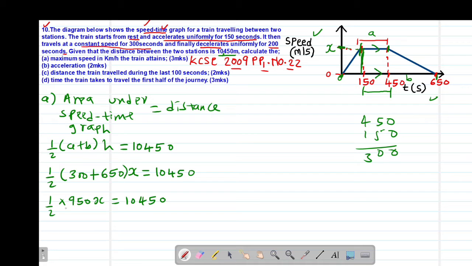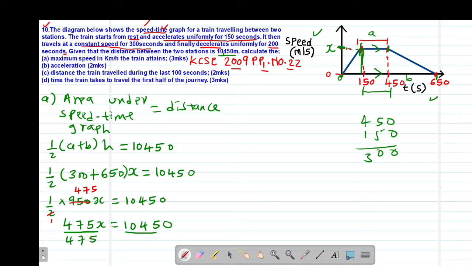So if I take 950 divided by 2, I'm going to get 475. So 2 will go here as 1, then of course 2 into 950, I'm going to get 475. Then of course we still have our x, so this will be 475x. 475x is equal to 10,450. Then I divide through by 475.